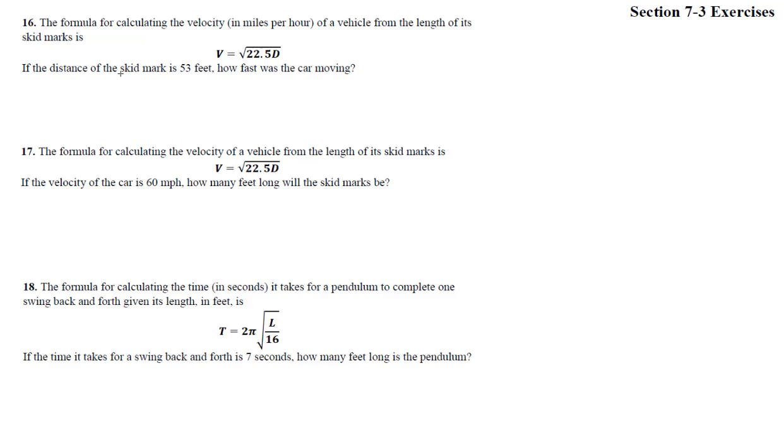So if the distance of the skid mark is 53 feet, that's saying d equals 53. How fast was the car moving? What is its velocity? Using this formula, they gave us d. We're going to stick it in right there and solve for v. So v equals the square root of 22.5 times 53. I'm guessing it's not really something we can simplify there.